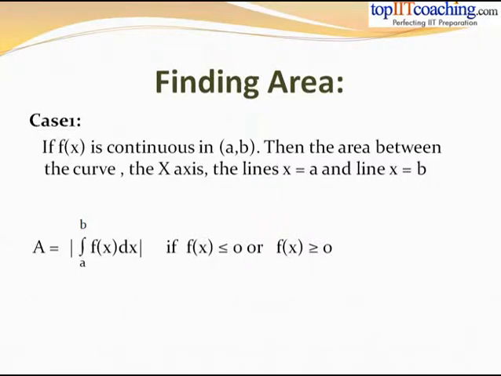Case 1 is, if f(x) is continuous in [a, b], then the area between the curve, the x-axis, the line x = a and the line x = b is A = modulus of the integral of f(x) dx from a to b, if f(x) is greater than or equal to 0 or f(x) is less than or equal to 0. So if f(x) is greater than or equal to 0 or less than or equal to 0, then the area between the curve, the x-axis, the line x = a and the line x = b is A = the modulus of the integral of f(x) dx from a to b.